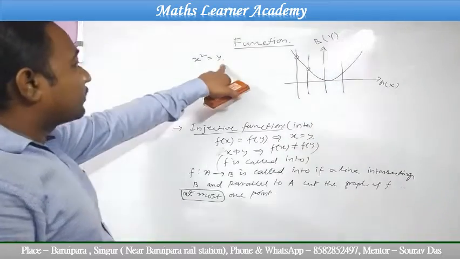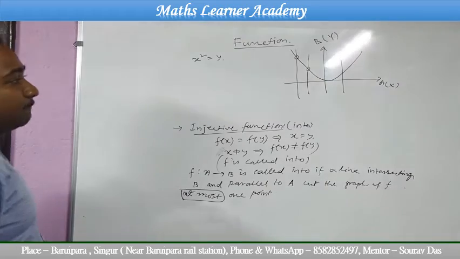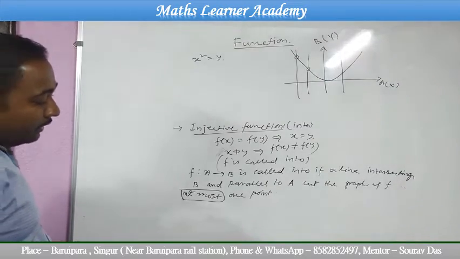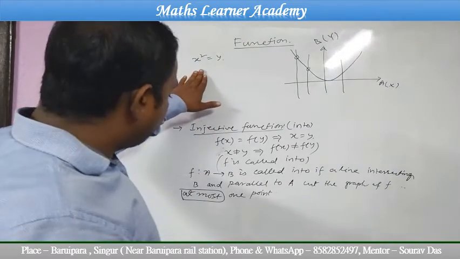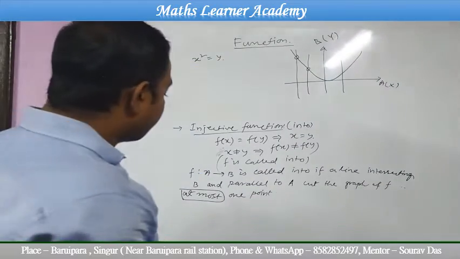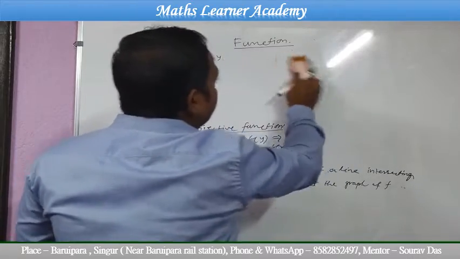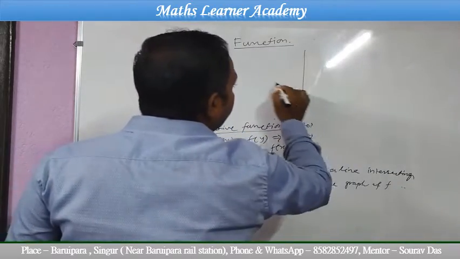So this will be x square, and it will be a function, as well as an injective function, right? Actually, this will not be injective. Why will it not be an injective function? Because now let's draw it again.